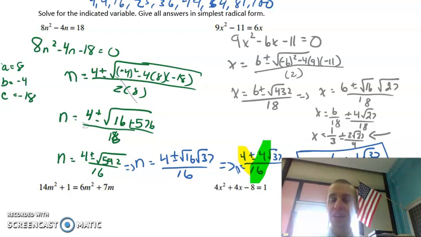You can do 6 divided by 18. Notice they're both divisible by 6 and you get 1/3. With 4 and 18, though, they're not divisible by 6. They're each divisible by 2, so you're going to get 2 square roots of 27 divided by 9. So your final answer is 1/3 plus or minus 2 square roots of 27 over 9. And that's your answer. Notice that they don't necessarily simplify to the same fraction.